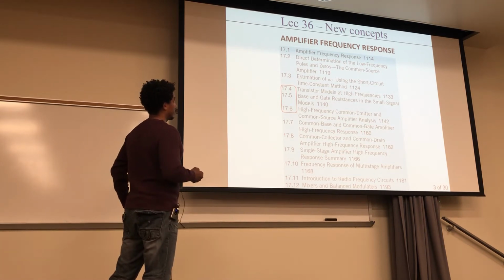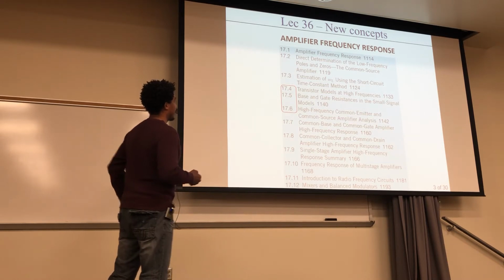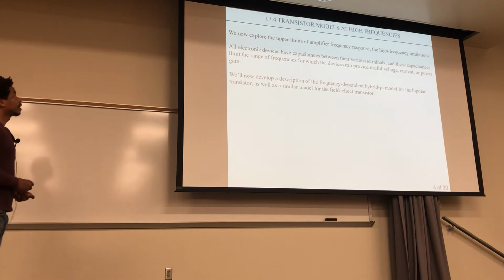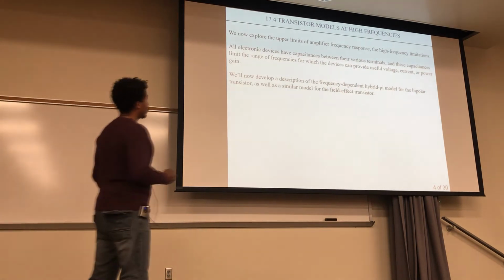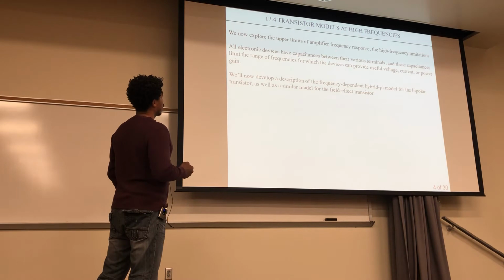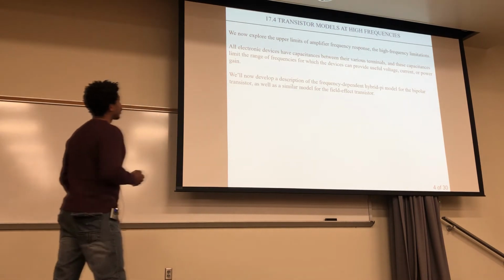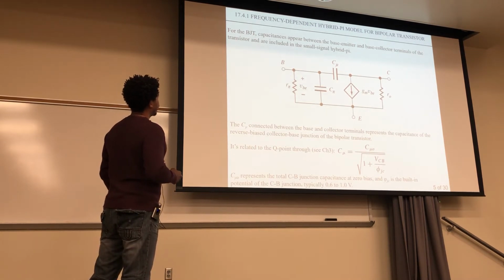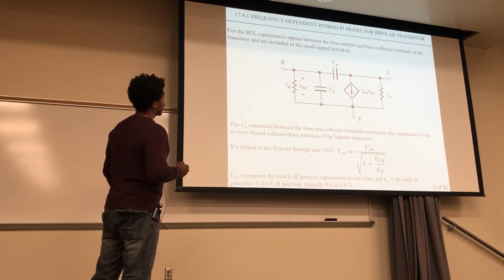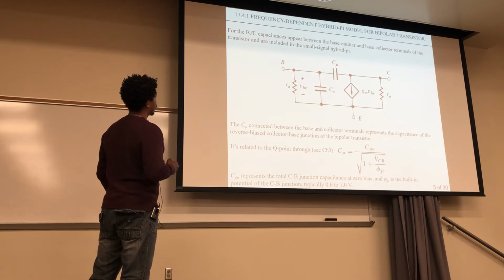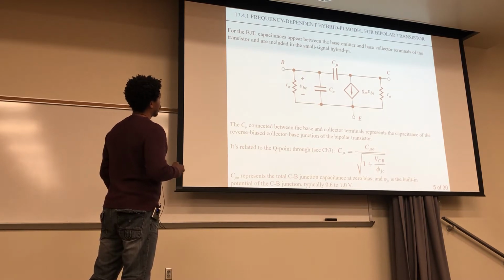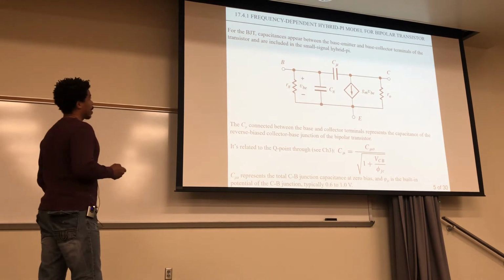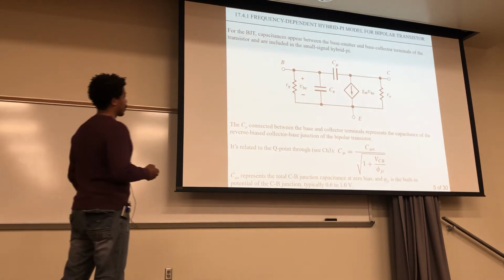Finishing off what we did last time, we were looking at high frequency analysis for these transistors. For the BJT, there are capacitances that appear between the base-emitter and base-collector terminals of the transistors. We're going to include that in the small signal hybrid pi model. Typically these aren't there in our last hybrid pi model, but now we include them for high frequency. We can no longer neglect them.